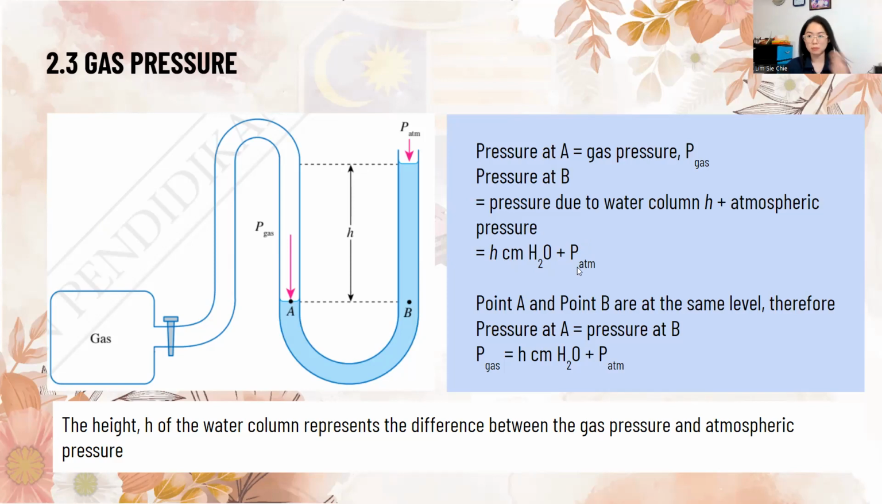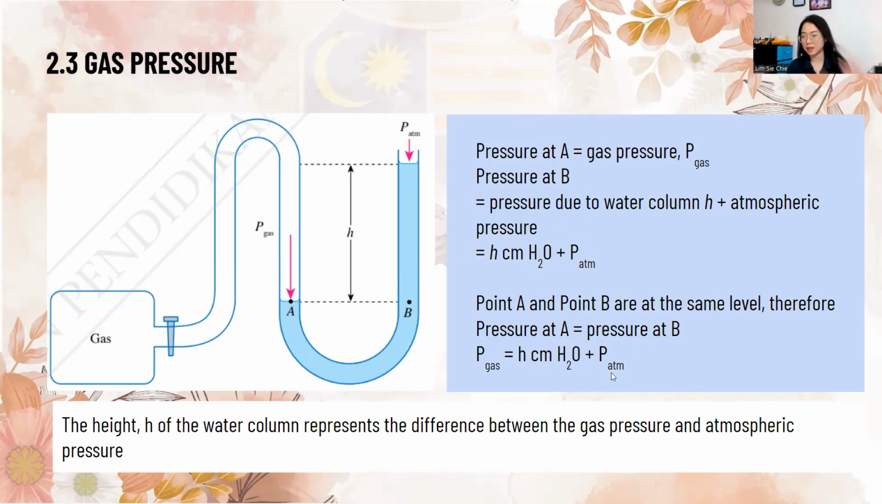Now, if you don't understand, you ask me in class and I'm going to explain it again. Basically, this is what you have here. Point A and point B are at the same level. Therefore, the pressure at A is equal to the pressure at B. So the gas pressure is equal to h centimeter water plus atmospheric pressure in centimeter water unit. The unit for atmospheric pressure here is centimeter water.